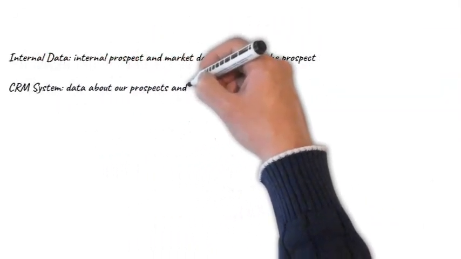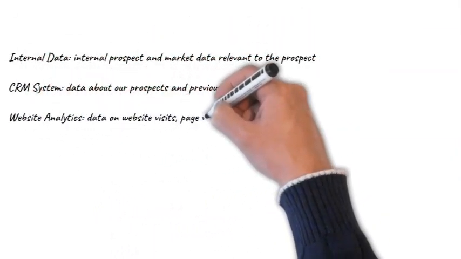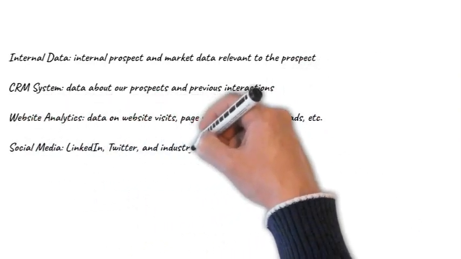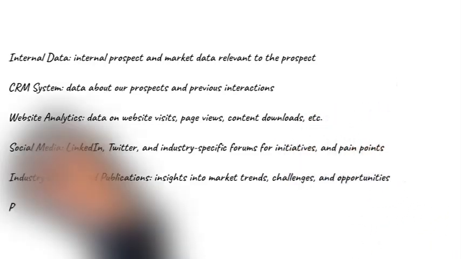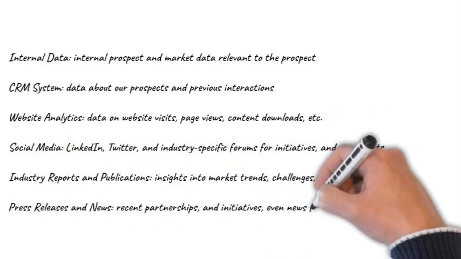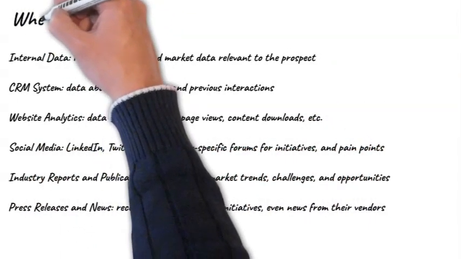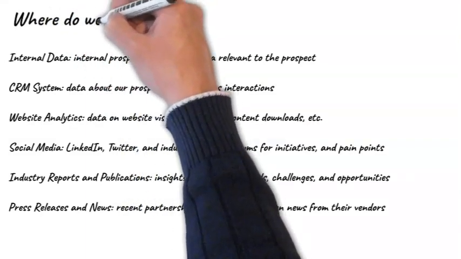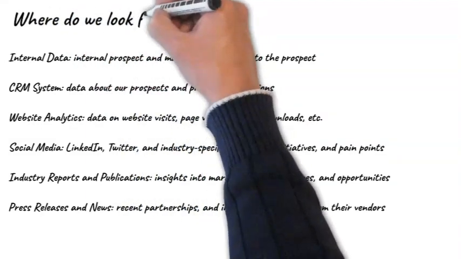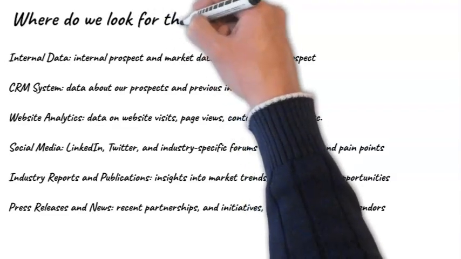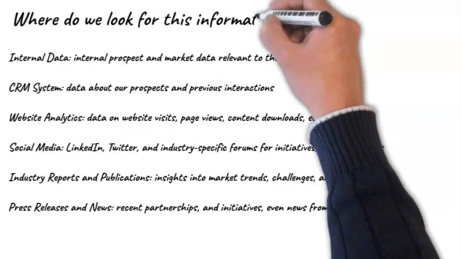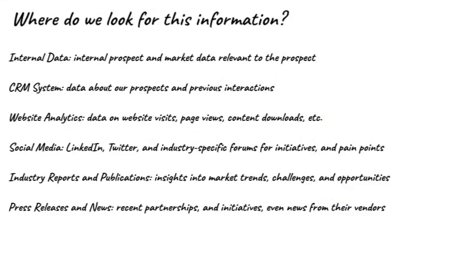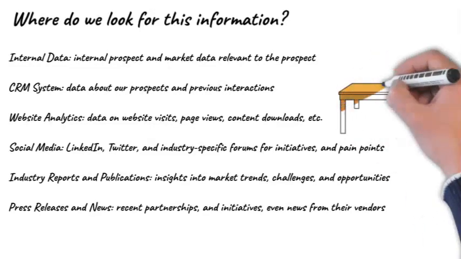Now we have a better sense of what we're looking for and how we do this, but where do we look for this information? Well, our internal data, there's internal prospect and market data relevant to the prospect. Our CRM system can have data about prospects and their intention, previous interactions. Website analytics will have data on their website visits, page view, content downloads. Social media, LinkedIn, Twitter feeds, are they connected? Are they following? Are they following our feed?